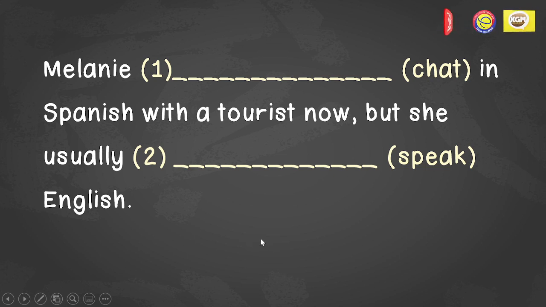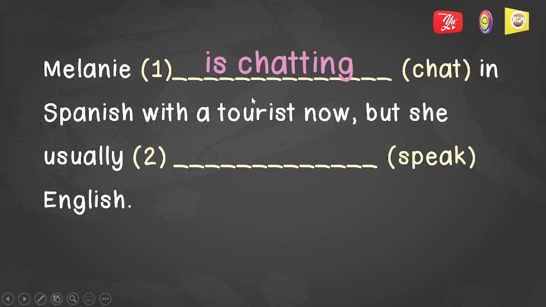So, for number 1, there's a clue over there, the word now, which means that she is doing that action right now as we speak. So, it should be in present continuous. So number 1 should be like this. Melanie is chatting. Number 2, the clue is the word usually.